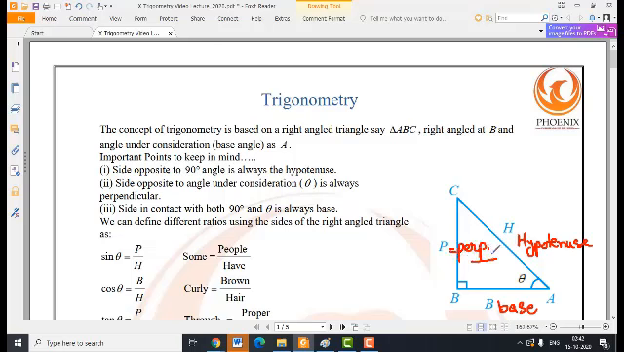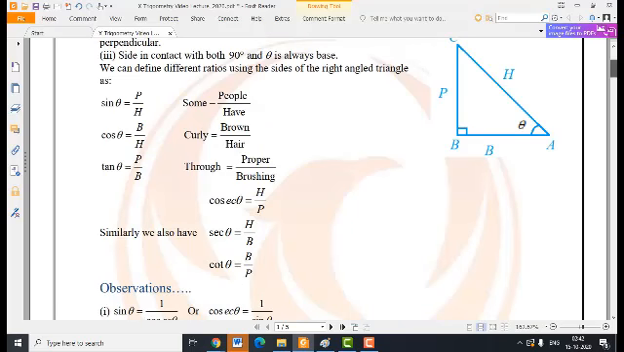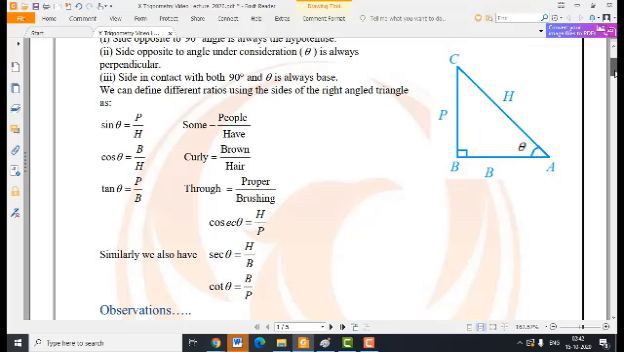Okay, so once we know this concept, we can further move on to define the different trigonometric ratios. We can define different ratios using the sides of this right angle triangle. My first trigonometric ratio is sine theta, which is the ratio of perpendicular and hypotenuse. When we want to find the ratio of different sides, one of the ratios can be perpendicular upon hypotenuse, and we name this ratio as sine theta.